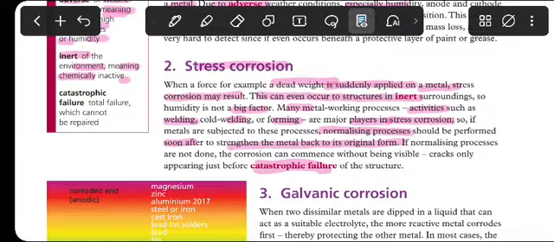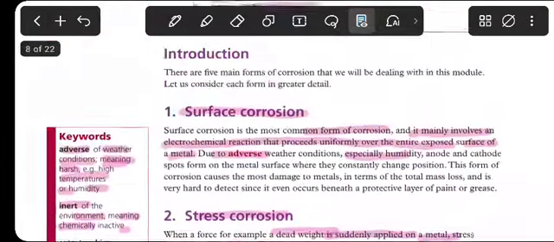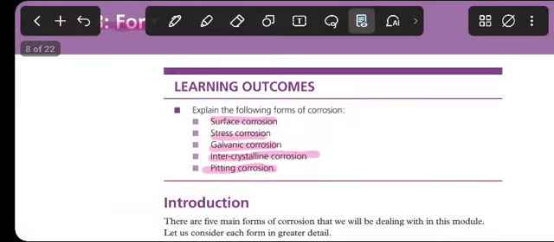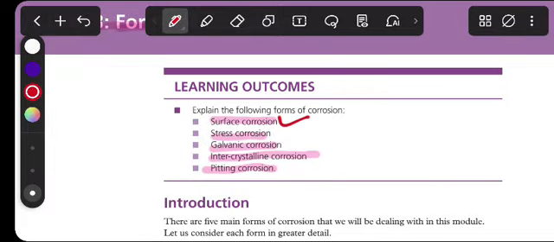Take those typical points that I've just shown you, but they'll ask you an important one. You have to know this. They'll ask you to name the forms, or they can say explain the following forms. You have surface corrosion, stress corrosion, galvanic corrosion, intercrystalline corrosion, and painting corrosion.